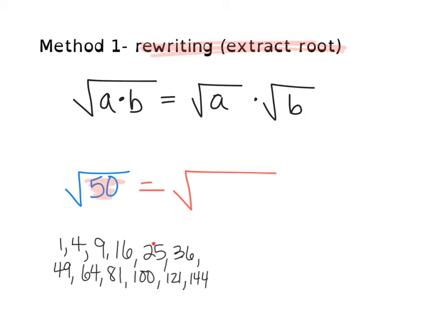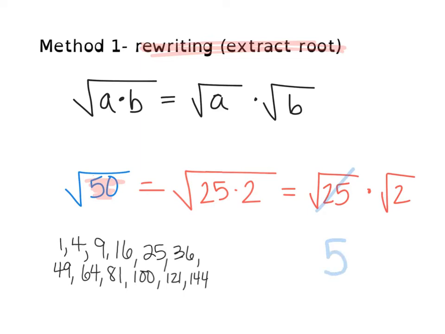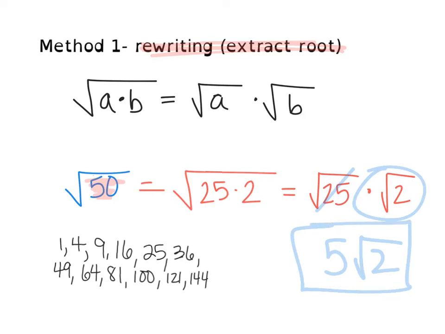Well, I think 25 goes into 50. So I am going to rewrite 50. 50 is the same as saying 25 times 2. I did not change this problem. I just rewrote it a different way. 25 times 2, that's still 50. Now, when you have something like this, you can break it down into a problem like this: the square root of 25 times the square root of 2. You can actually break it up like that. So now, if I solve that, the square root of 25 is 5, and then I still have times the square root of 2. So my final answer is 5 times the square root of 2. This is one method to rewrite it in the simplest form.